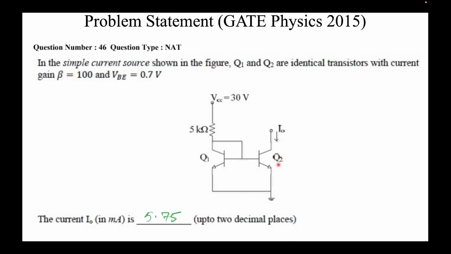The current through this transistor is dependent only on the power supply of 30 volts and the bias resistor here. So that's why this value will remain constant. This value will change only when these two change, and hence it's a good current source. So that's all. The answer is 5.75 milliamps.